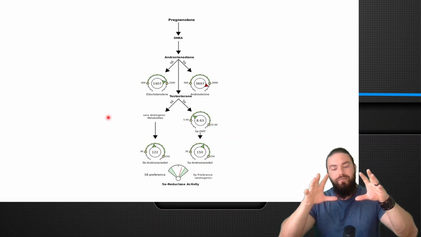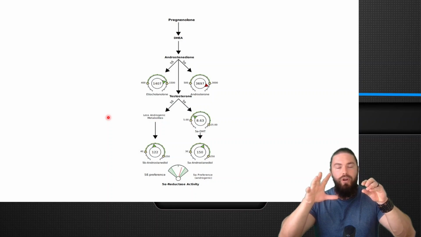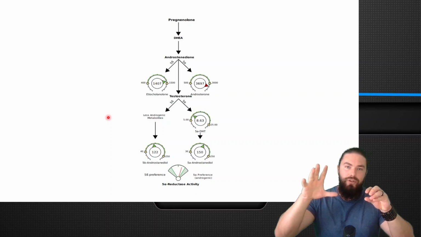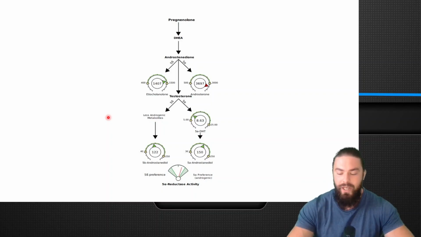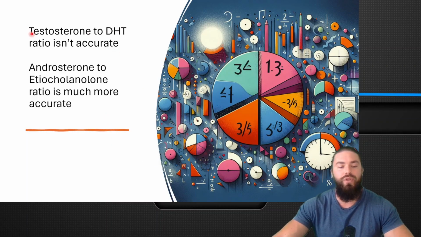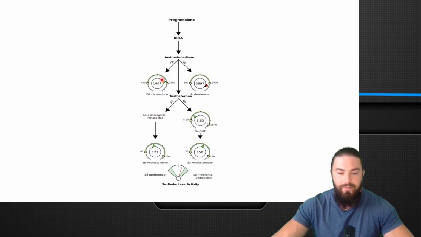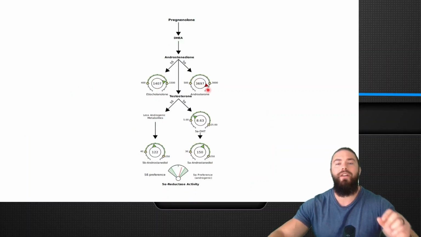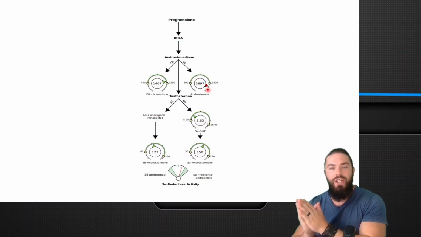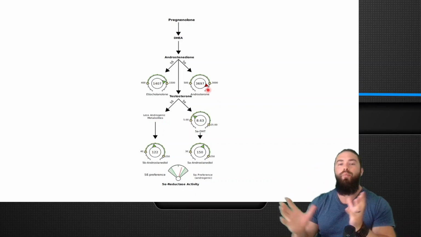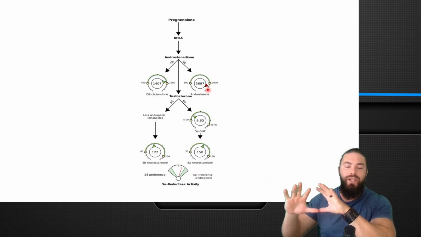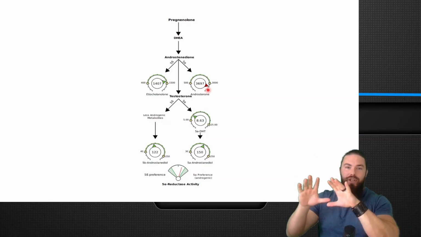So this is why this ratio matters so much. You can either make the 5-beta smaller or you can make the 5-alpha larger, and this will give you better signaling on the androgen receptor. Interestingly, the testosterone to DHT ratio isn't accurate, but the androsterone to etiocholanolone ratio is much more accurate, and you can only really see this ratio on a DUTCH test. You don't just have DHT, you have a 5-alpha reduced pool, all of the 5-alpha reduced steroids. So it's a big pool, it's not just the DHT.